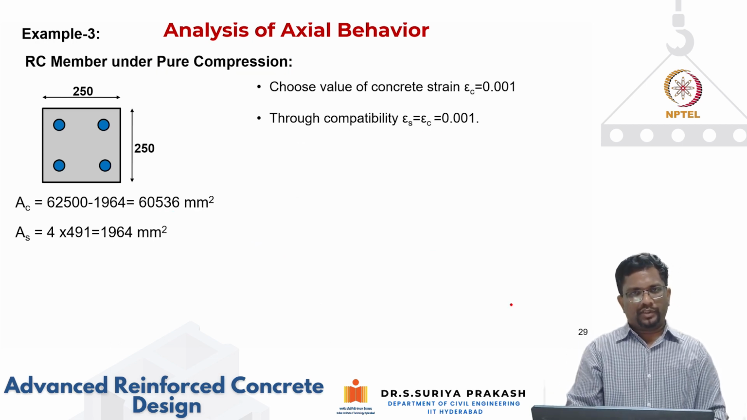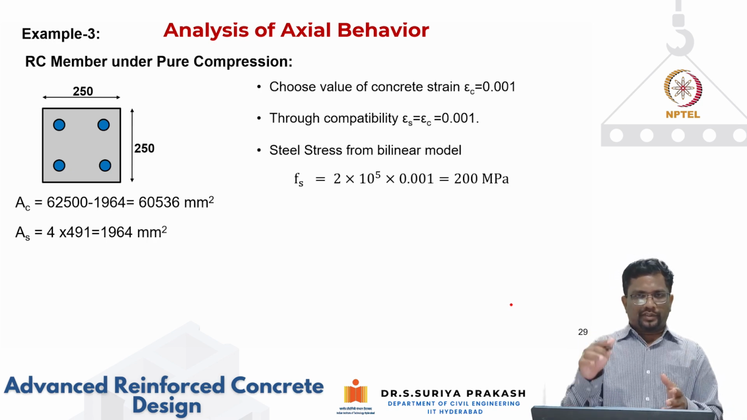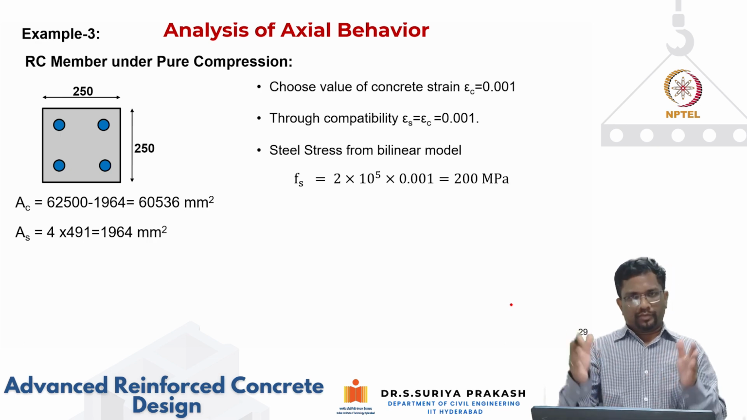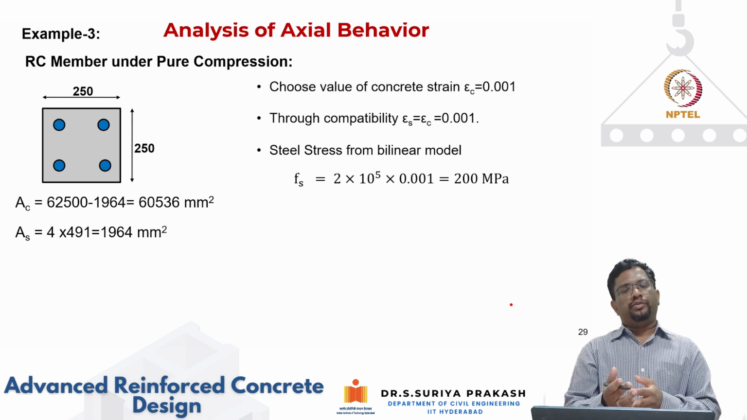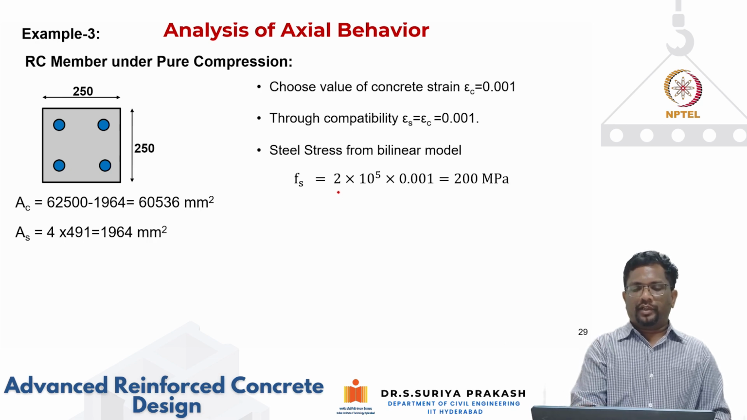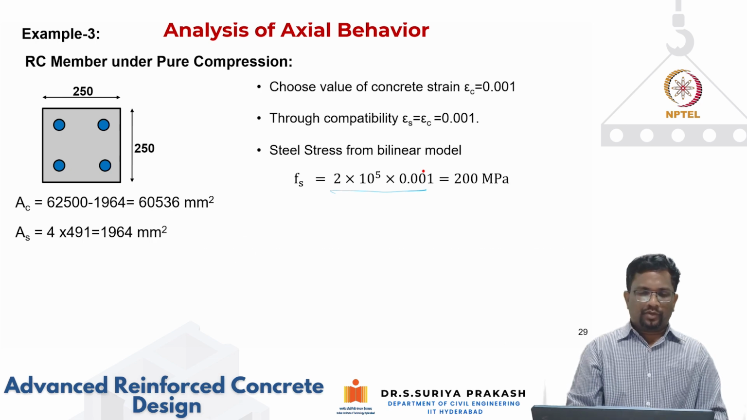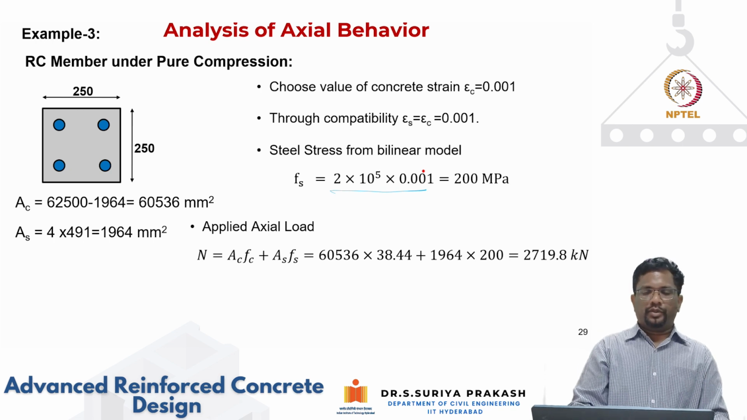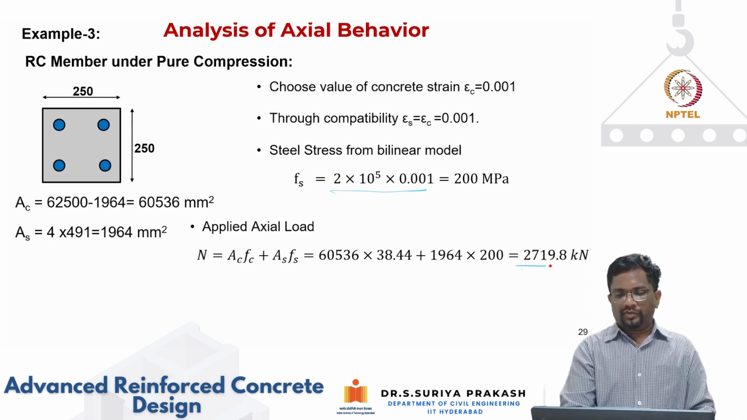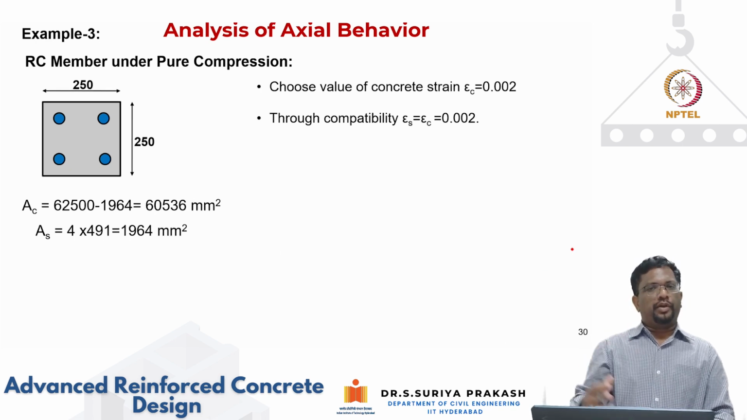Now that we got the stress in the concrete and the stress in the steel, we know that epsilon c is equal to epsilon s, because there is strain compatibility. And epsilon s, if it is 0.001, which is less than the yield strain of 0.0025, the stress in the steel can be directly calculated by strain multiplied by elastic modulus. So then it works out to be 200 megapascal. Now I got both stress in concrete and stress in steel. I can put it in the equilibrium equation. I got a value of 2720 kilonewton approximately, right?